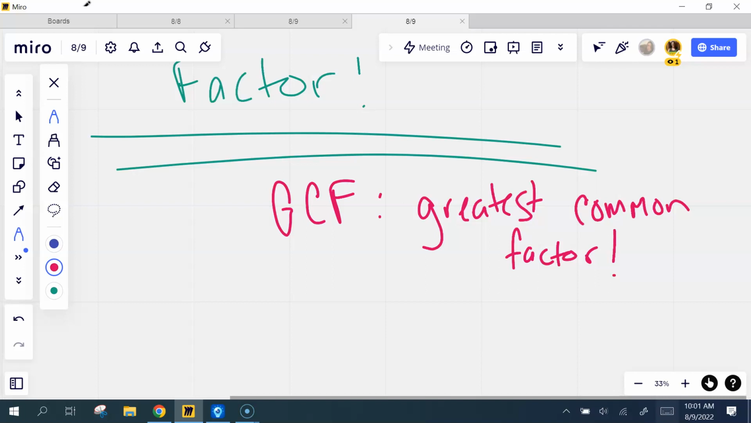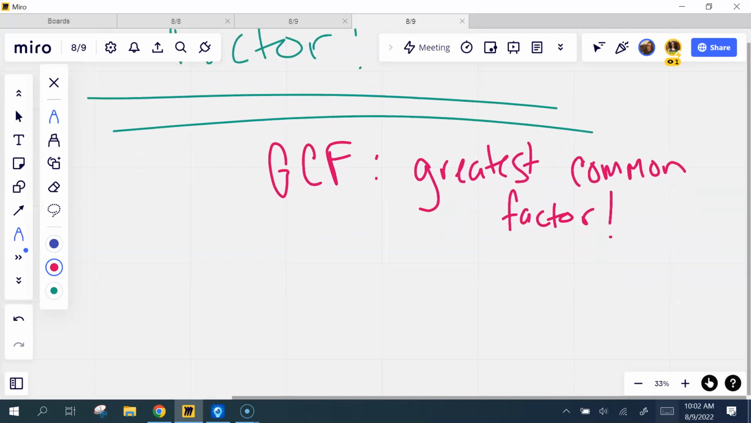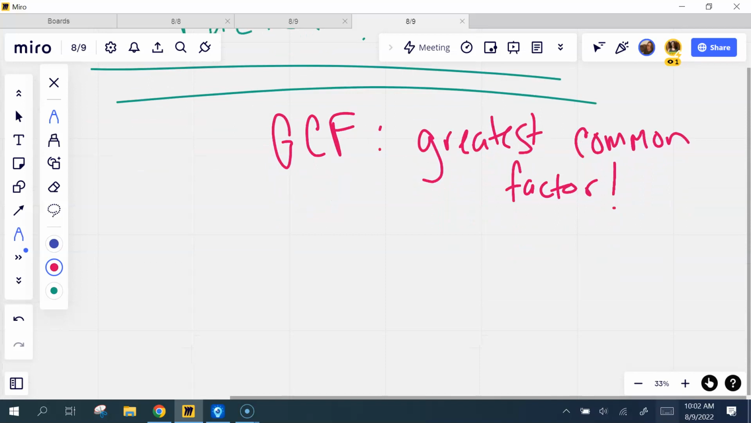Factor means divided evenly with no remainder, right? That's what it means to be a factor. So we should first define that. It means it goes into whatever it is you're looking at evenly with no remainder. Your remainder is 0. So the greatest common factor is the biggest thing that you can divide a term by with no remainder. So let's start easy. Let's do a couple examples and see.